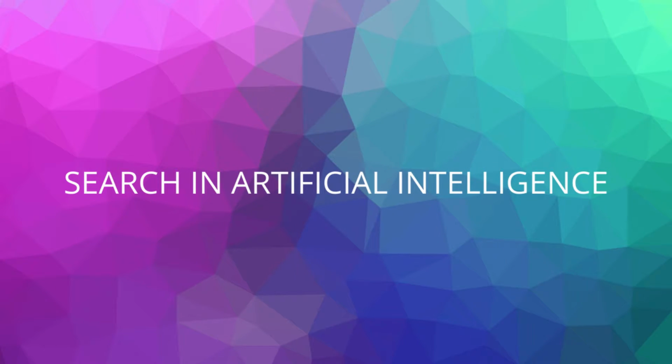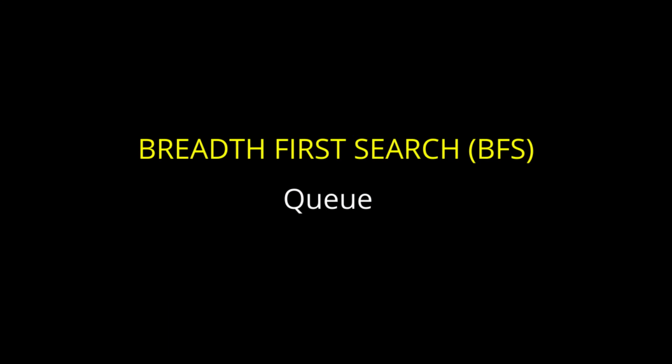Welcome back to the third part of the series, which is Search and Artificial Intelligence. The algorithm we are going to learn about in this video is Breadth First Search, also known as BFS. In order to understand BFS, we need to know about a data structure called queue.